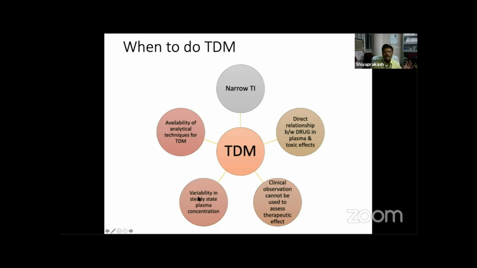And also, when there is known variability in the steady state of the plasma concentration for that particular drug, then you need to do it. And above all, you need to have a method for doing therapeutic drug monitoring for that particular drug in question, which you want to test.